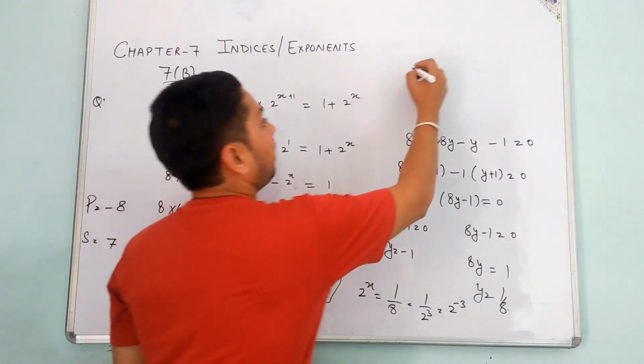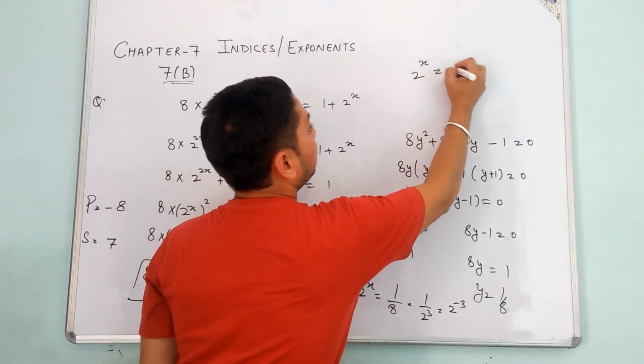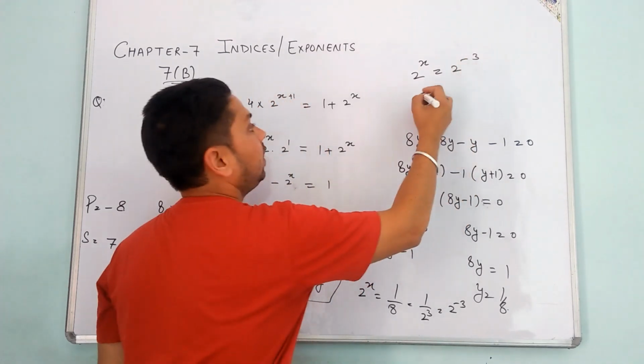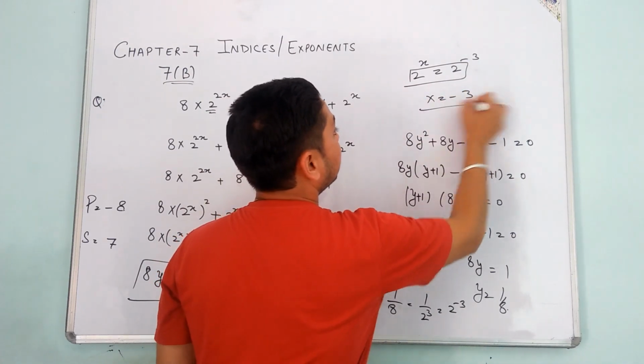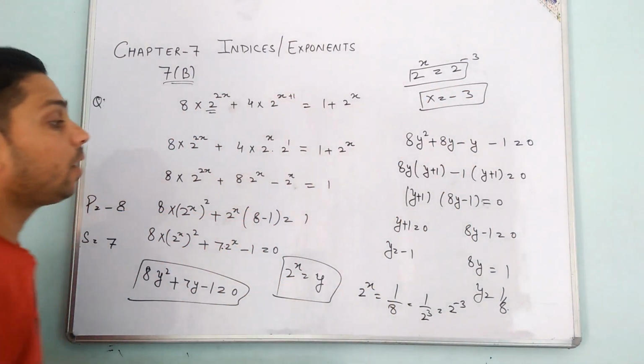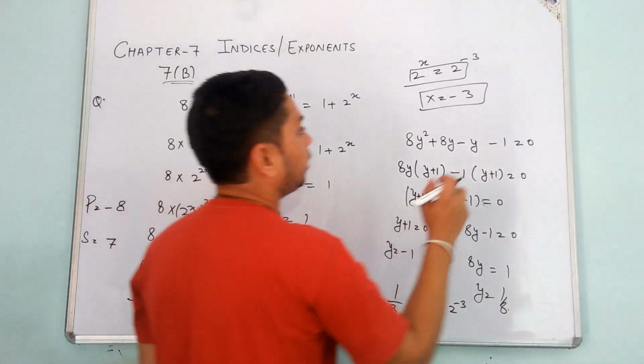So what we have, 2 raised to power x is equal to 2 raised to power minus 3. Bases are the same, so powers will be equal. x is equal to minus 3 as the required answer. One more thing we have, y is equal to minus 1.